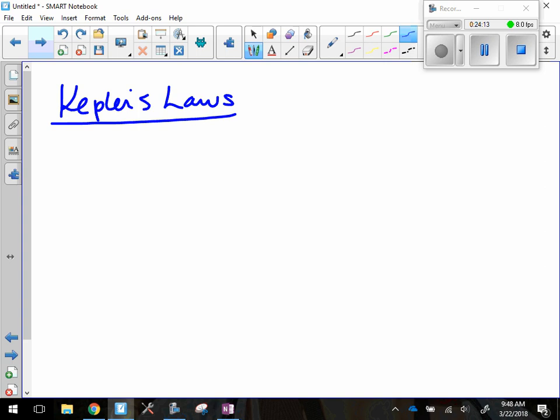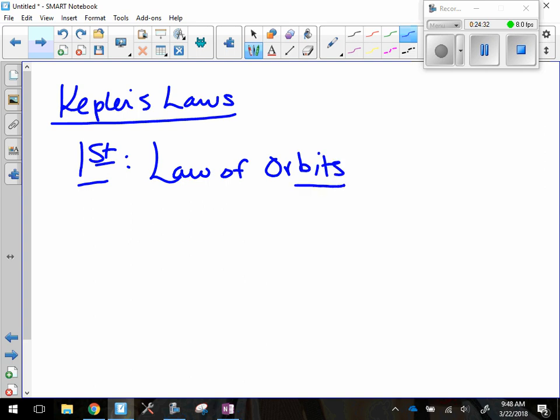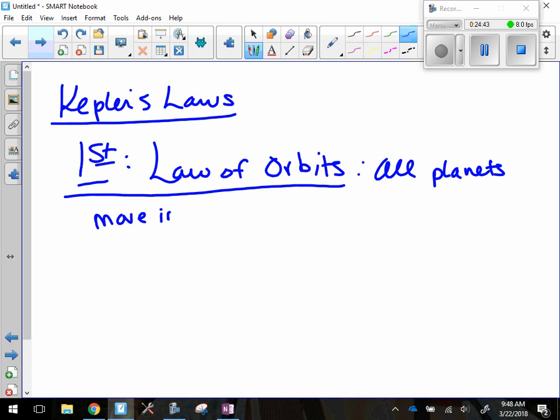Orbiting each other due to gravitational forces. Okay. And he came up with three of them. They were developed for the solar system, so they're a little solar system centric. So the first one is the law of orbits. And this one's pretty easy and pretty straightforward, and it basically says all planets move in elliptical orbits with the sun at one focus.